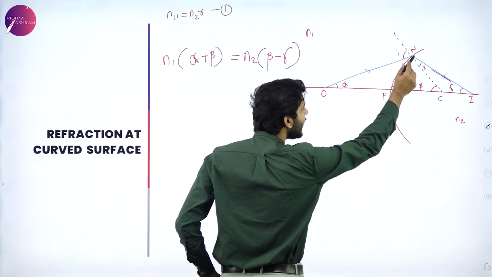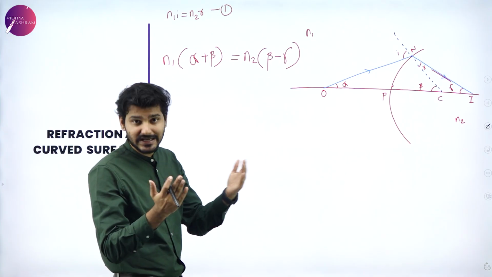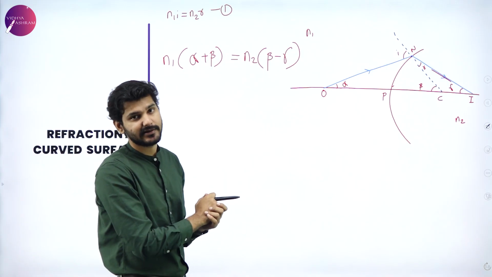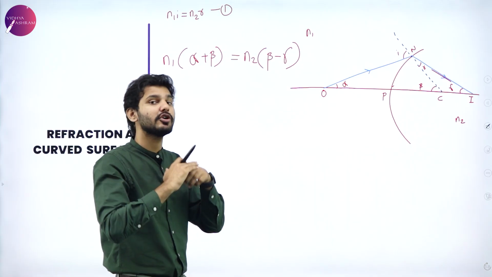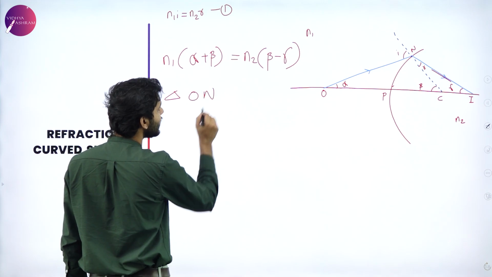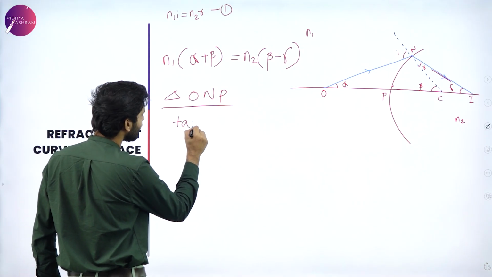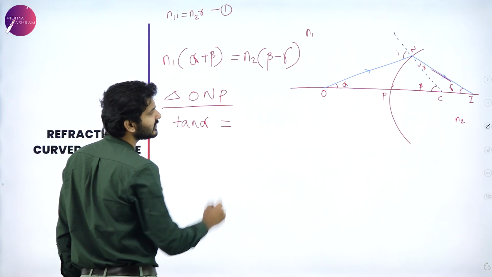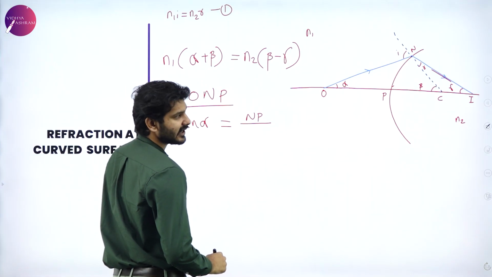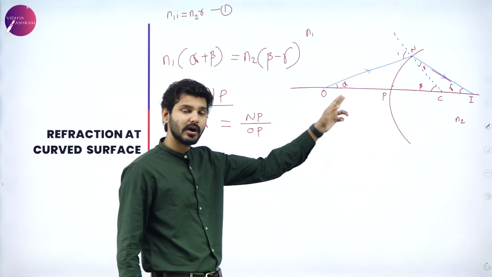I'm going to consider triangle ONP. But ONP is not a triangle, that is a curved surface. When we zoom in enough, that particular curve appears to be a straight line. This figure is only there for a demonstrative purpose. So if I consider triangle ONP, then tan alpha is equal to the opposite side, which is NP, divided by the adjacent side, which is nothing but OP, right? Tan alpha is equal to NP by OP.